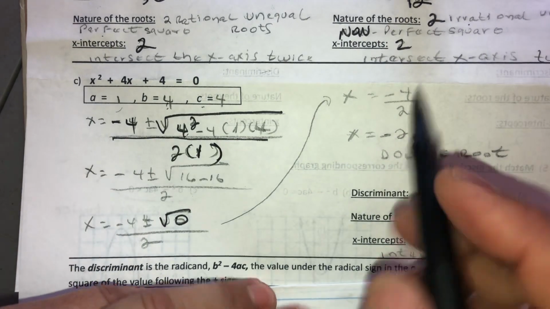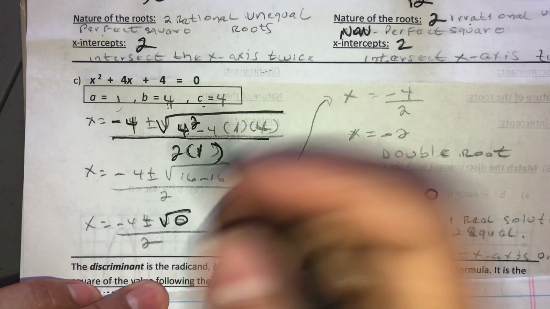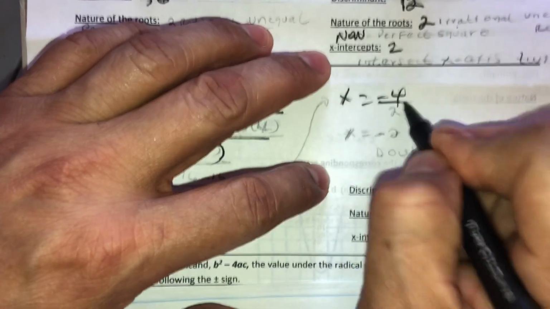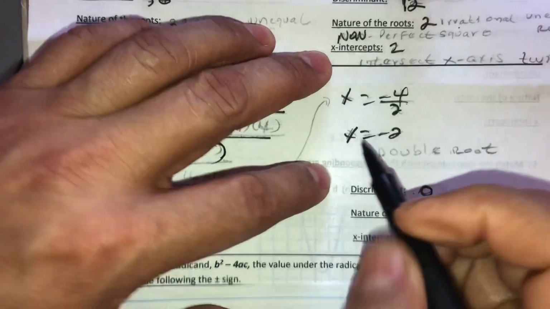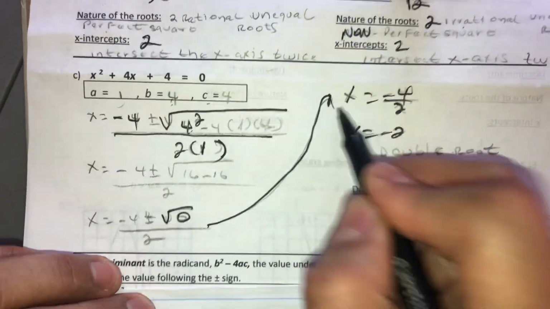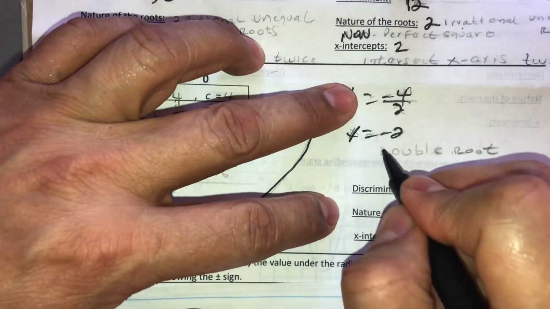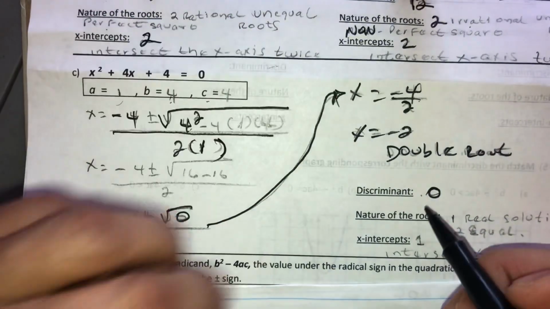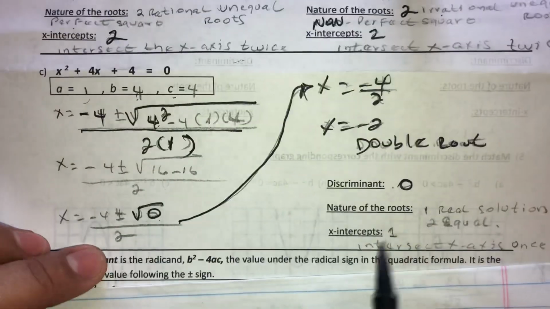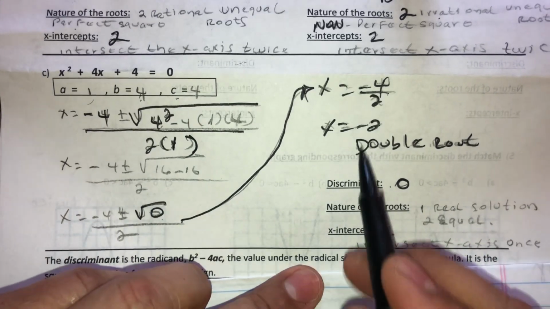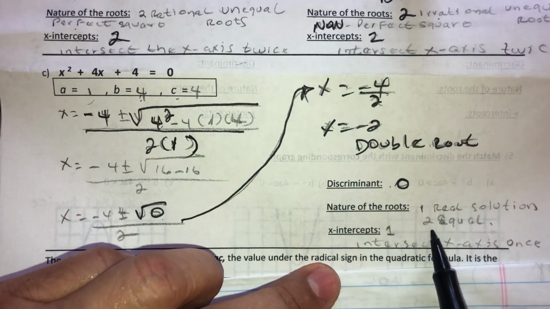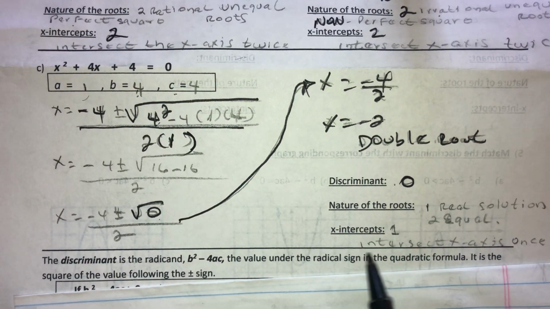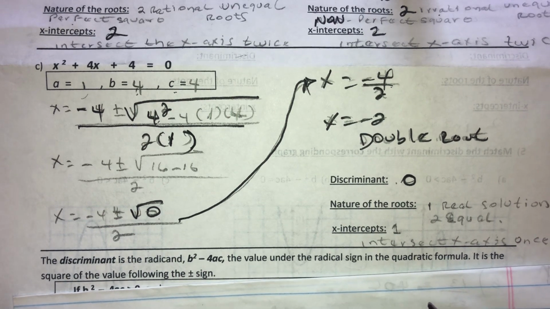And when I solve, look what happened. I only have one root because plus or minus 0 is not going to change the answer. So you will have x equals negative 4 over 2, so x equals negative 2. That means that it's a double root. Therefore, the discriminant is 0. The nature of the root is one real solution because only one number, but it's also two equal roots, because that's like saying negative 2 twice, and it only touches the x-axis once.